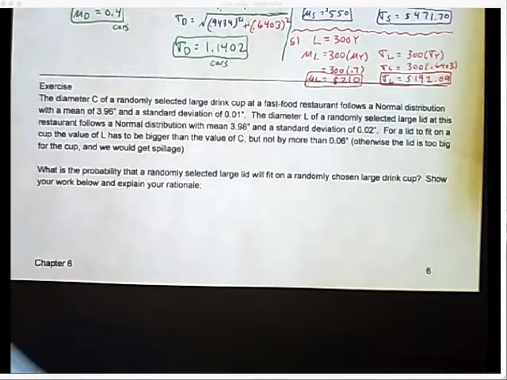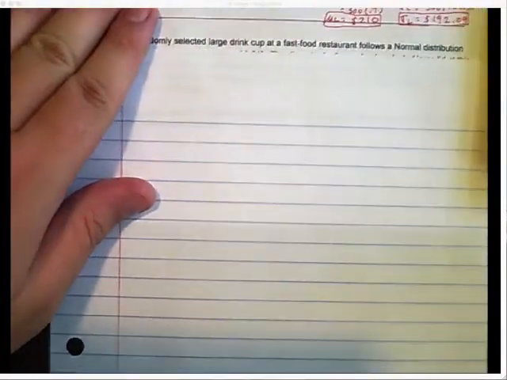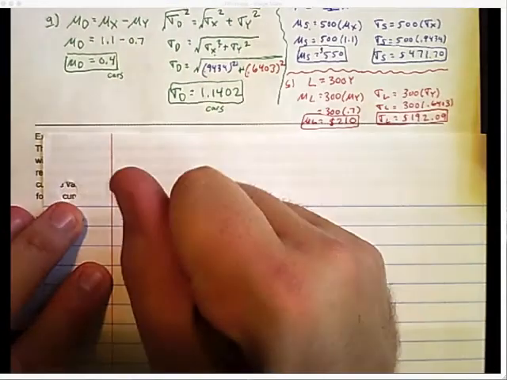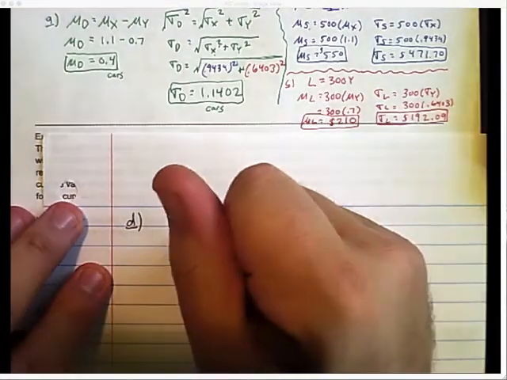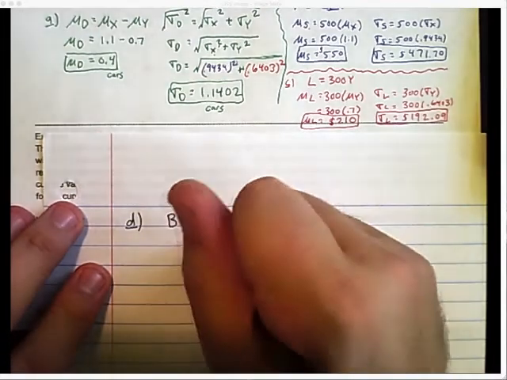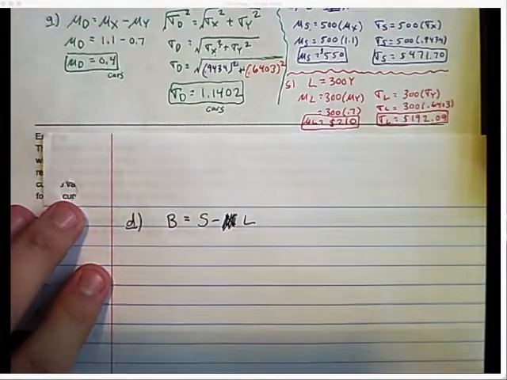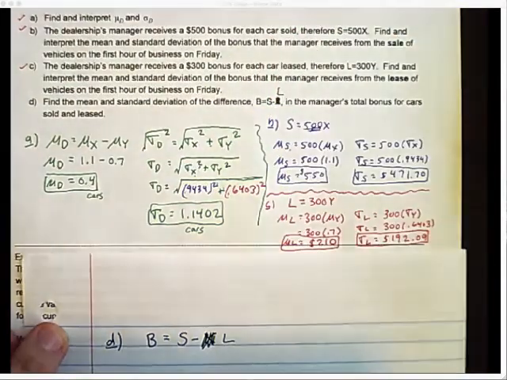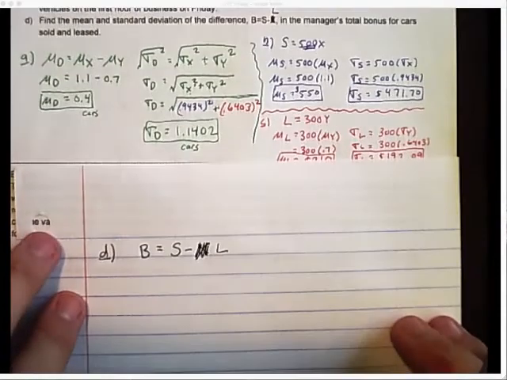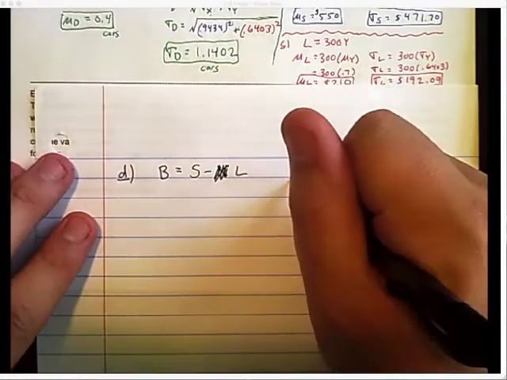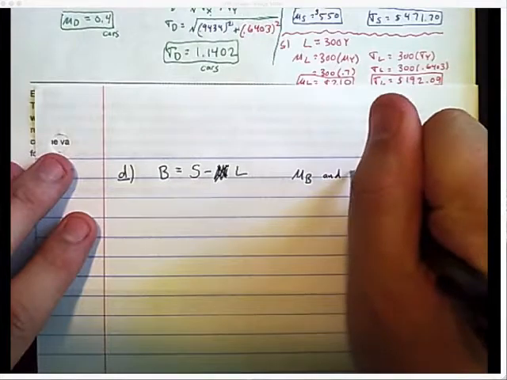So they defined a new variable in part D. The difference in bonuses equals the bonus that the manager gets from selling minus the bonus from leasing, S minus L. I made a mistake here. This should be S minus L when I was typing out the note card. So we're trying to find mu of B and sigma of B.